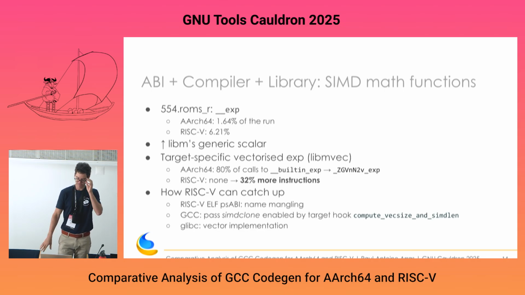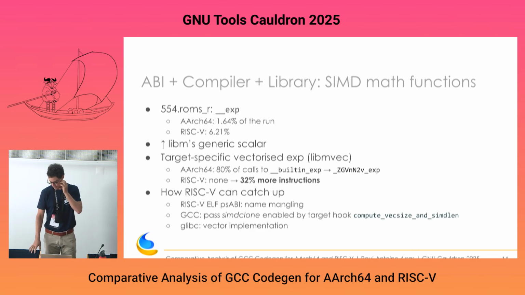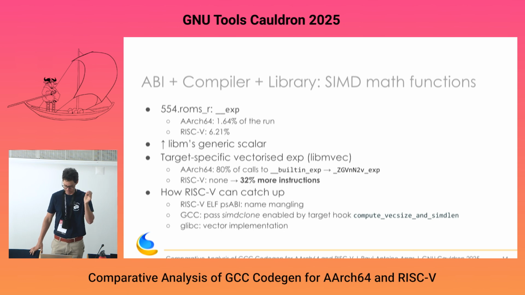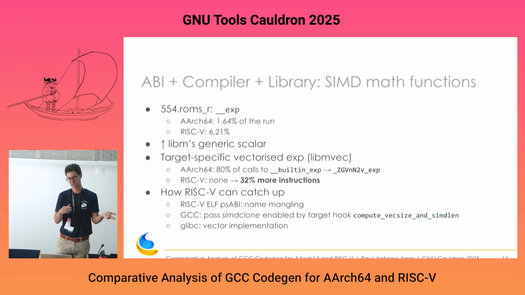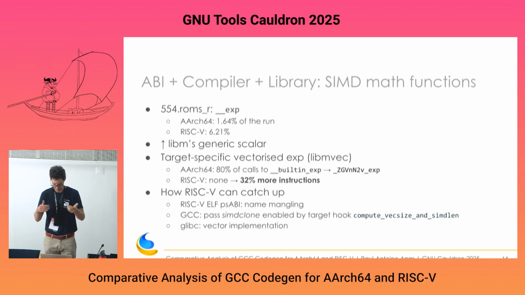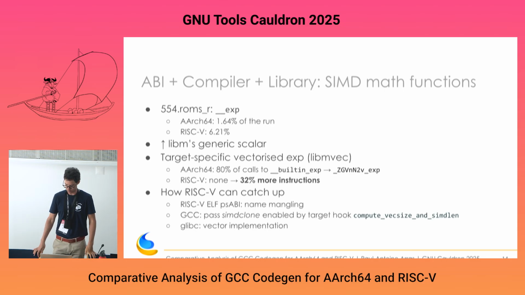So on the ELF PS ABI side, there is a PR that's been open to discuss the name mangling. It's been going on for, I don't know, maybe a year now, but hopefully it should converge at some point. And once the ABI is set, it's possible for GCC and glibc to agree and to call the function with the right name.